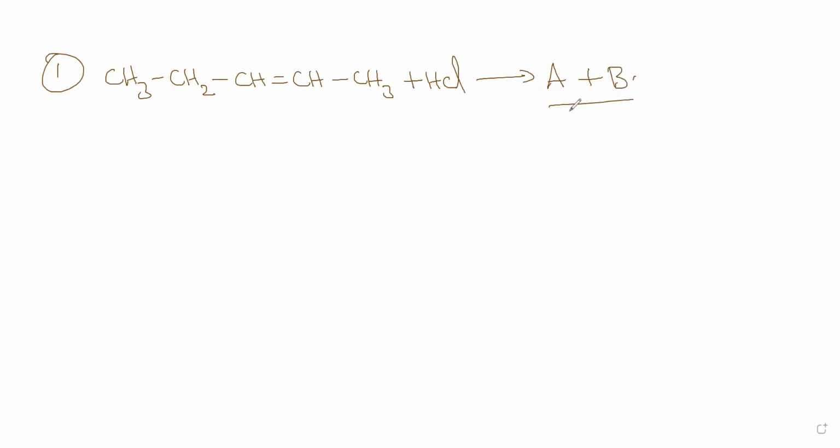So here we go. CH3, CH2, CH double bond CH, CH3. This is on treatment with HCl. The products given are A plus B. What are the products A and B? They asked us to predict. The HCl can add H here and Cl here, or H here and Cl here, because the number of hydrogens on either side is the same.